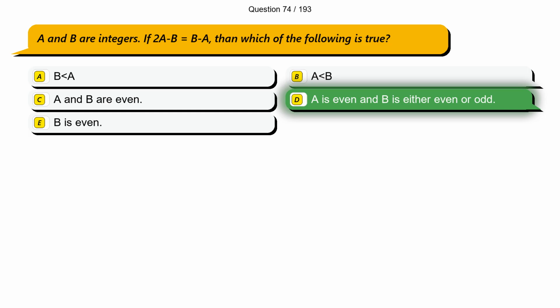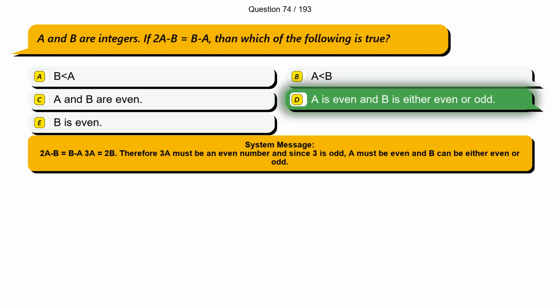The correct answer is option D. A is even and b is either even or odd. 2ab equals ba, 3a equals 2b. Therefore 3a must be an even number, and since 3 is odd, a must be even and b can be either even or odd.